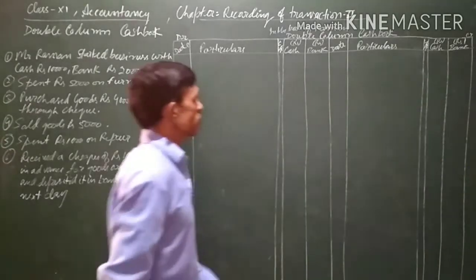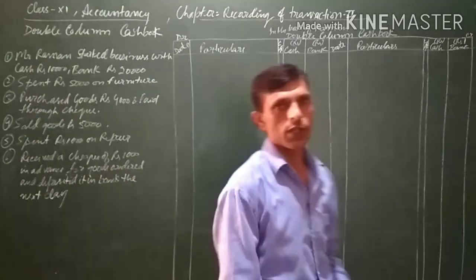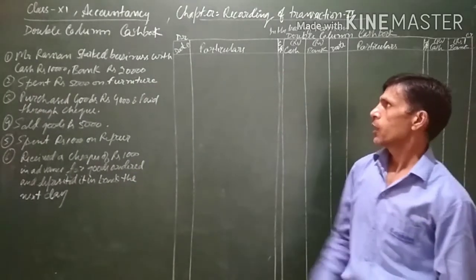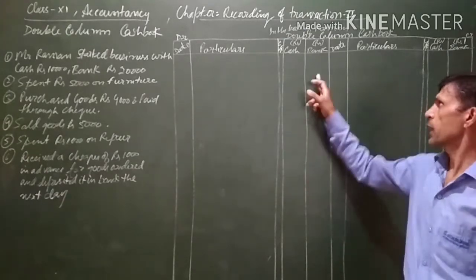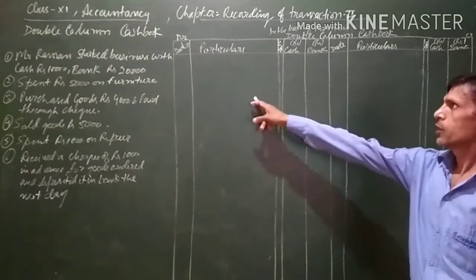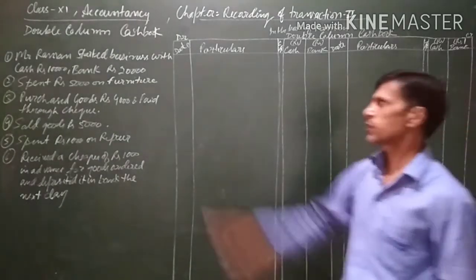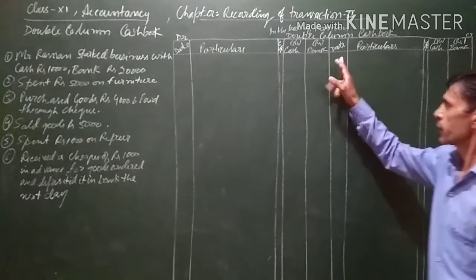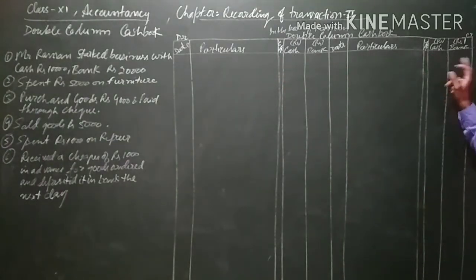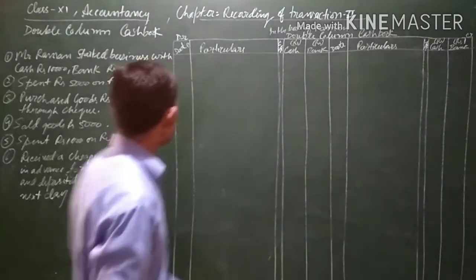Now let us see what the various columns are. All the columns remain the same as we discussed in the simple cash book, and the only difference is that one more cash column and one more bank column will be added on both the debit side and the credit side. The rest remains the same: date, particulars, ledger folio, cash and bank. Again, date, particulars, ledger folio, cash and bank. These will be the columns in the case of the double column cash book.